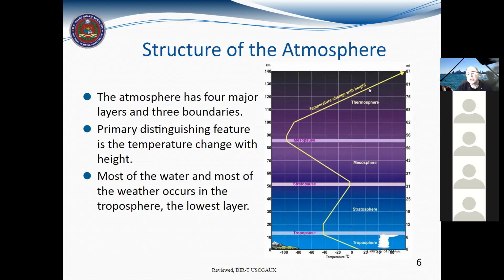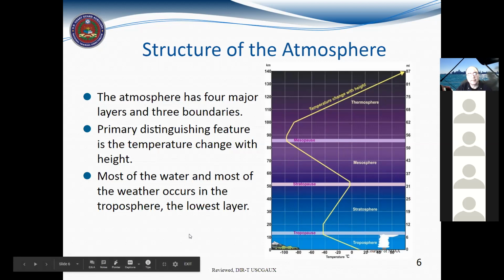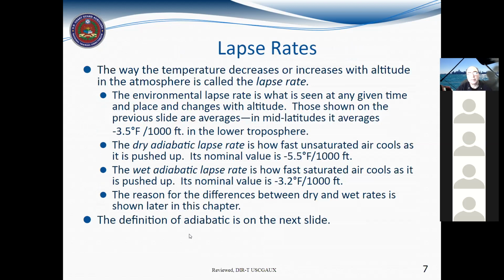So the temperature change with height: as you get further into outer space, it gets a little warmer, but it's a good idea to be in your spacesuit if you're up that high. Lapse rates. The way the temperature decreases or increases with altitude in the atmosphere is called the lapse rate. And this is where it starts to get into some of the more challenging theoretical stuff with math. And so we're going to talk a lot about lapse rate.